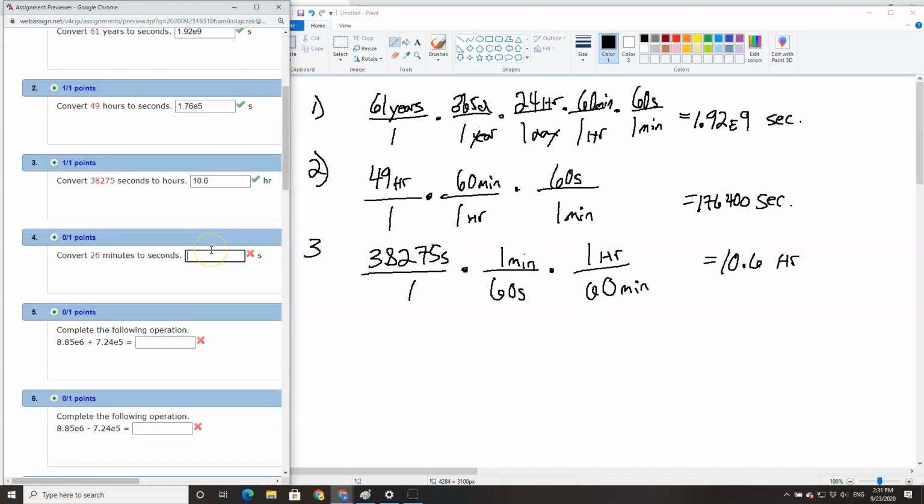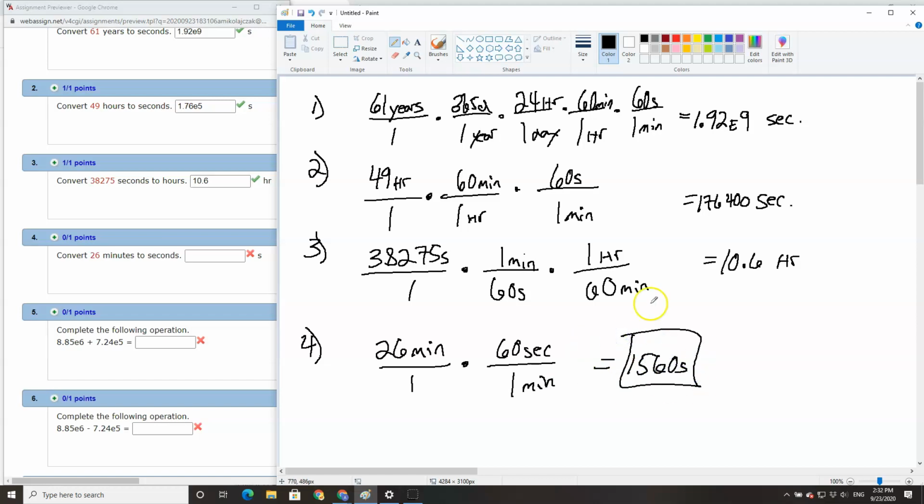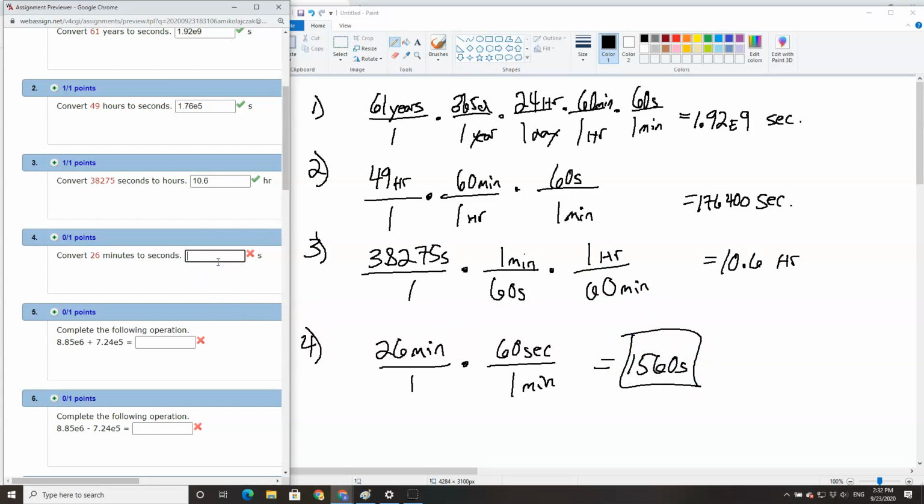Number four, convert 26 minutes into seconds. 26 minutes. Multiply it by 60 seconds over 1 minute. Get 1,560 seconds. Another feature of WebAssign, just to highlight for you, instead of typing in 1,560, I can just type in 26 by 60.